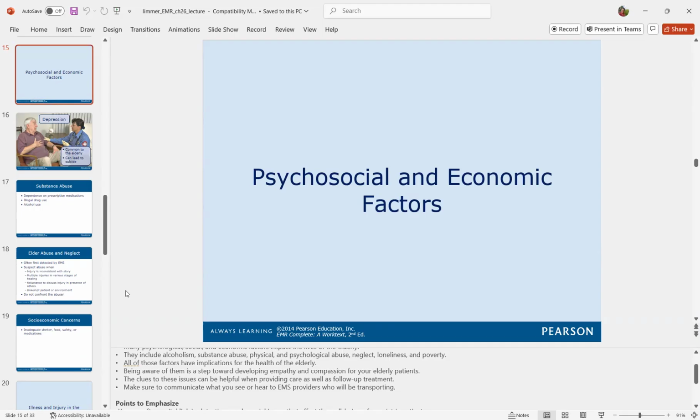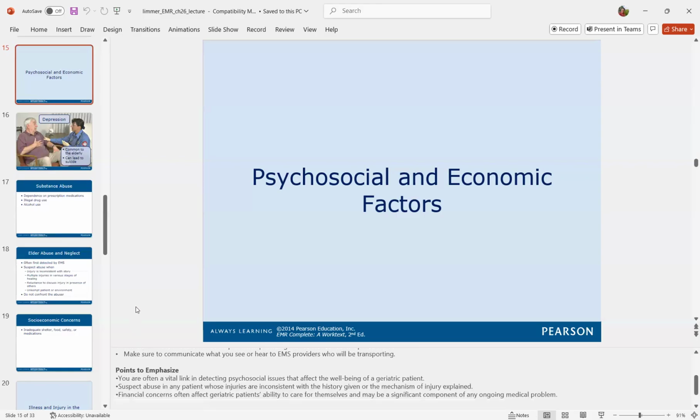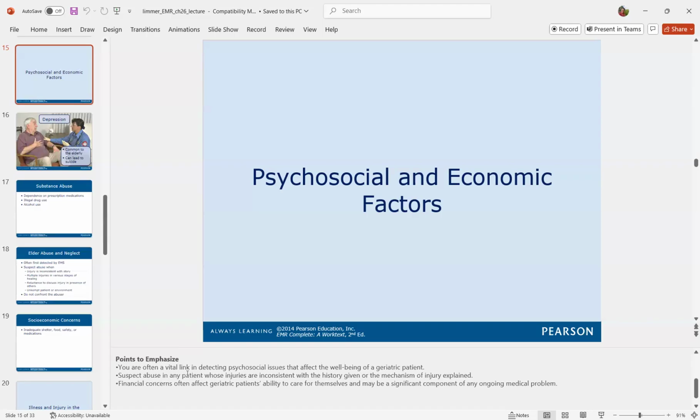Being a good advocate for that patient means pushing that forward so people know what's going on in their home lives, making sure to communicate what you see and hear so that it can be passed along. As a first responder, we're often seeing them in their homes. The doctors aren't there to see what's going on, so we're a vital link in detecting psychosocial issues that affect the well-being of these patients. We can suspect abuse if a patient's injuries are inconsistent with the history given or mechanism of injury. Financial concerns often affect geriatric patients' ability to care for themselves and may be a significant component of their ongoing medical condition as well.